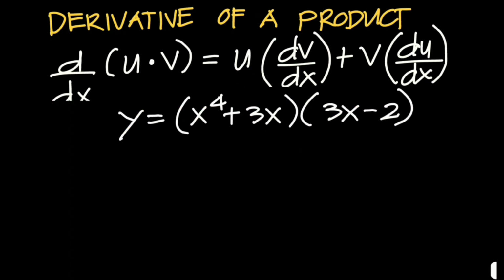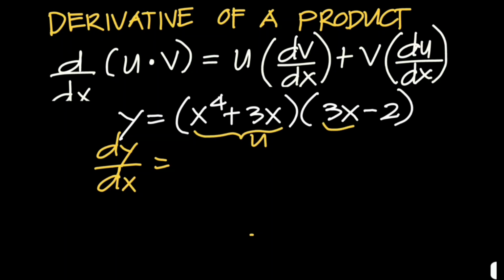How about we're given this function y equals x to the 4th plus 3x times 3x minus 2, and we get the derivative of y with respect to x. So again, that is u derivative of v plus v derivative of u. So let's say the first expression is our u and the second one is v.